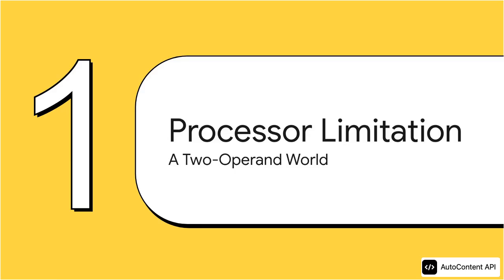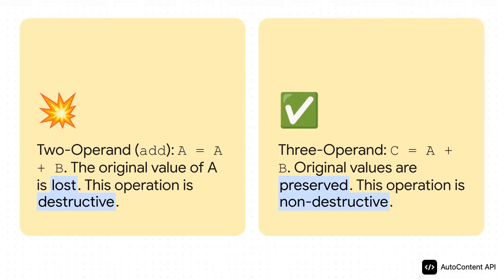So to get why this happens, we have to understand the rules of the game that the processors are playing by. And for most of the processors in our desktops and laptops, the x86 family, we're living in what's called a two-operand world. And this slide really gets to the heart of the problem. You see, most instructions on these processors, including add, are two-operand. It's like saying A equals A plus B.